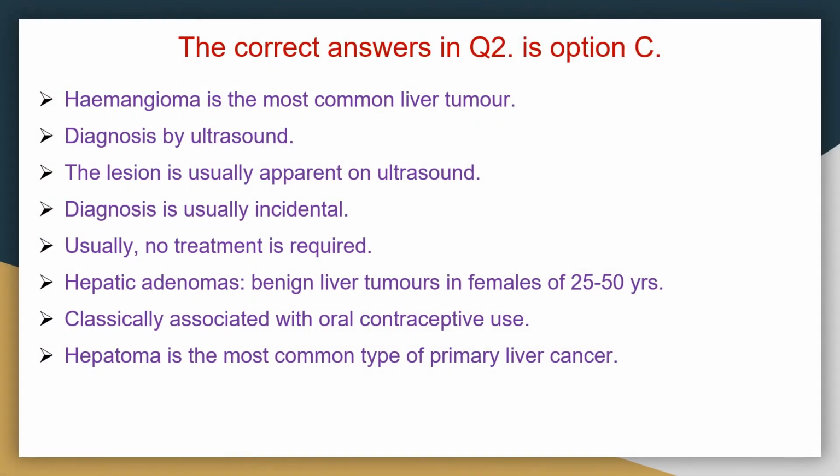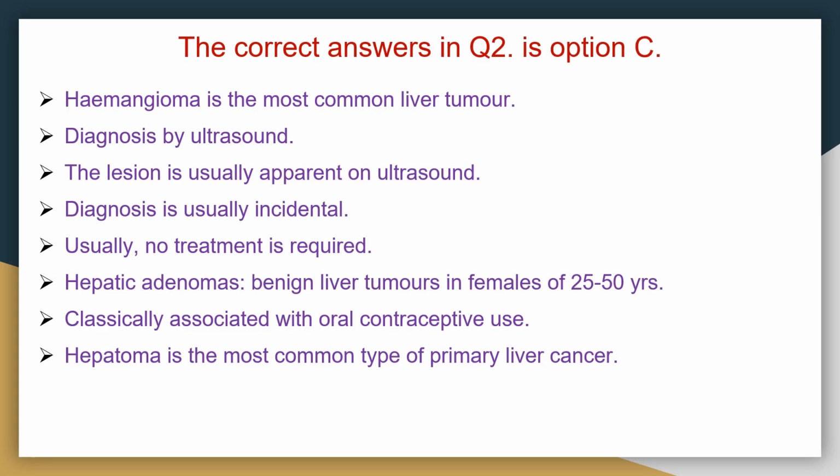Hemangioma is the most common liver tumor. These are often multiple. The lesion is usually apparent on ultrasound. In sonographically uncertain cases, contrast CT scanning shows the characteristic appearance of slow contrast enhancement due to small vessel uptake in the lesion. Diagnosis is usually incidental. Usually, no treatment is required. Surgical excision is only recommended if the patient is significantly symptomatic.